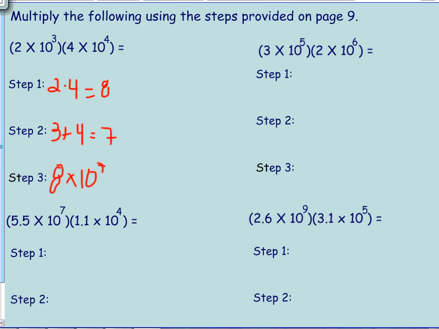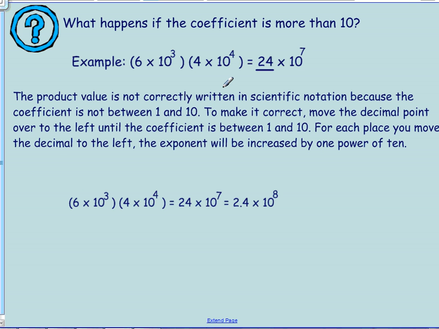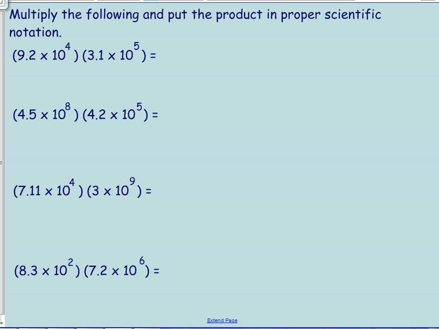All right. So as I said earlier, what happens if the coefficient is more than 10? Do exactly what I said earlier. Turn it into the correct form of scientific notation. So just like this problem down here, we had 24 times 10 to the 7th power. Well, this is not an acceptable answer, so we have to turn it into 2.4 and then change our exponent here. Okay.